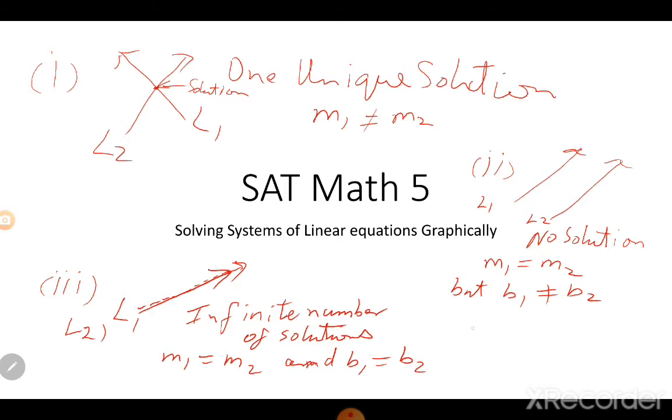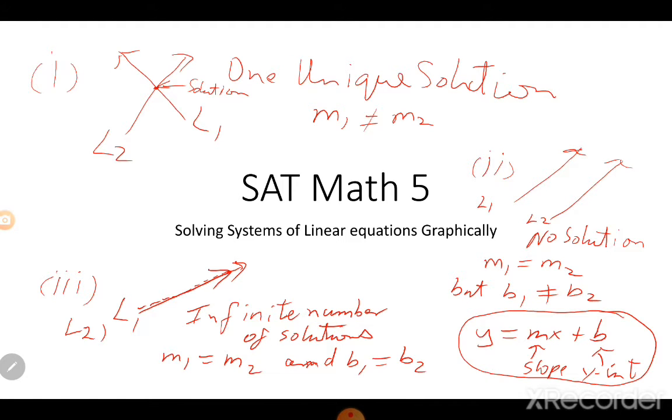So we have y equal to mx plus b, where m is the slope and b is our y-intercept. So for all these equations, for infinite solutions, slopes are equal to each other, and the y-intercepts are also equal to each other. Okay, so let's look at our examples.